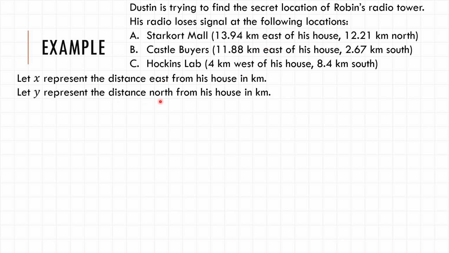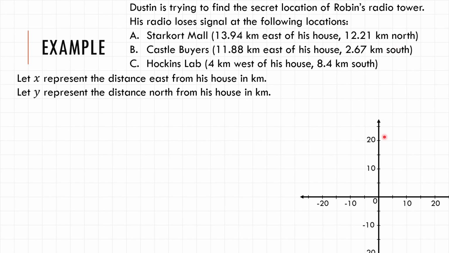And y is going to represent the distance north, and these will be my y values, except these 2 are negative because they're not going north, they're going the opposite direction, south. And so if I were to plot this out on a little grid here, these are my 3 points. Right here is Starcourt Mall, here is Castle Byers, and here's Hawkins Lab. Now, how does this help me?